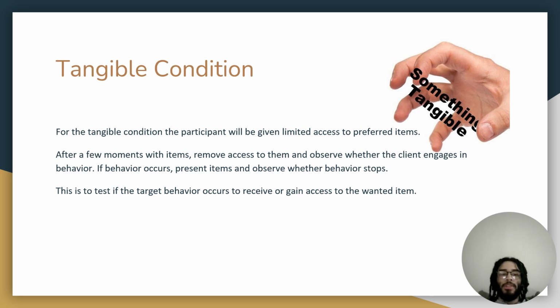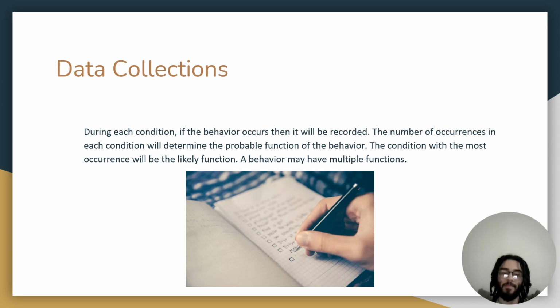What you're going to do is give limited access to tangible items. So the participant will be playing with a toy. You're going to remove it for a certain amount of time, 30 seconds to 1 minute, and observe whether the participant engages in behavior in order to gain access to that item again. If they do engage in the behavior, present the item, let them play for a small amount of time, and then remove it again to see if the behavior is engaged in once more.